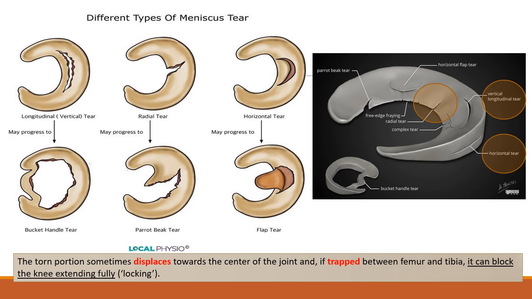Now the bucket handle is attached at the anterior horn and posterior horn, and most of the body part is torn. This part keeps flipping inside the joint into the intercondylar area and back again in its place. Now once it is in the intercondylar notch, this part could be entrapped between the femur and the tibia, causing a locking of the knee. The patient will be unable to fully extend his knee.